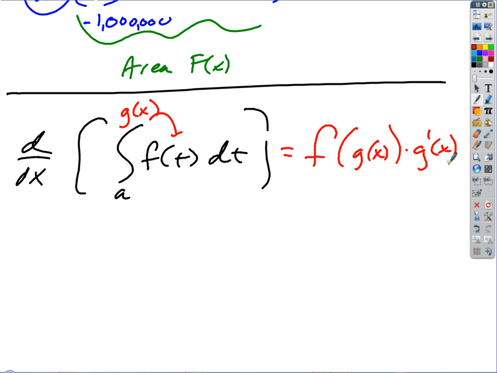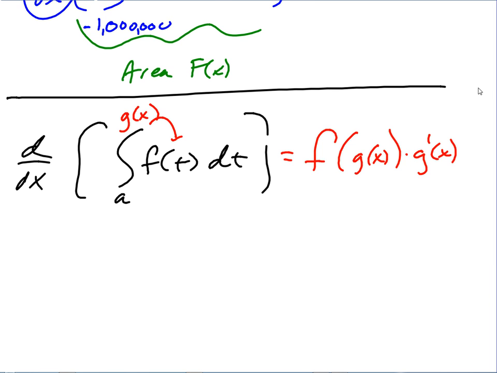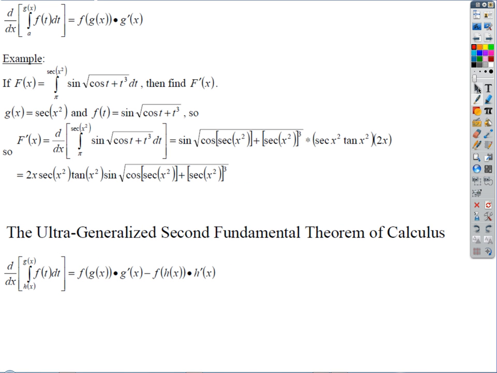Okay, so here's an example. Here's the example that I gave you on this handout. Let's take a quick look at this one. So here's that generalized second fundamental theorem. Let's take the example that the area function f of x is just going to be the integral from some constant, pi, up to, in this case, secant of x squared. That's going to be our upper limit that's a function of x.